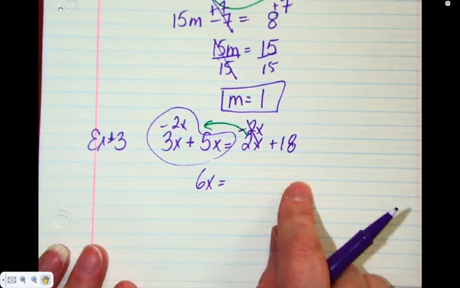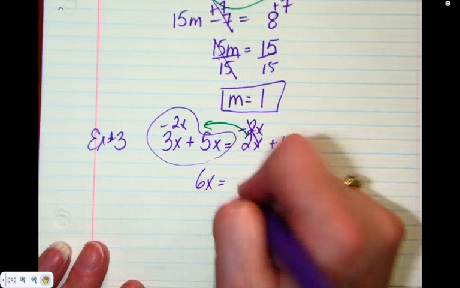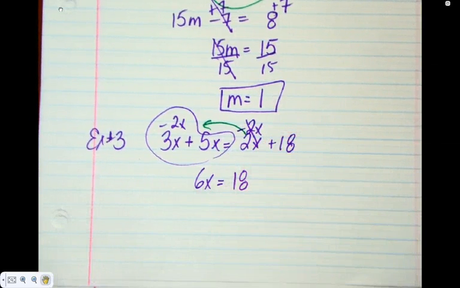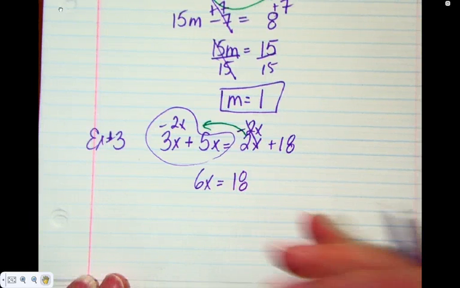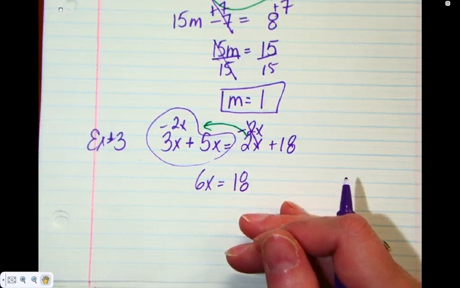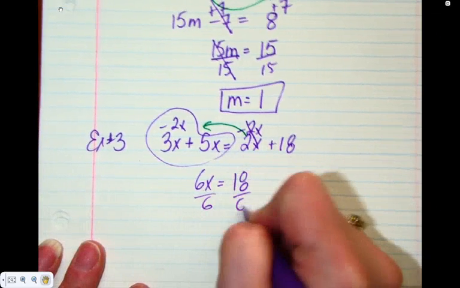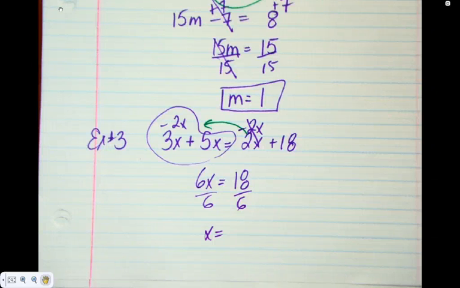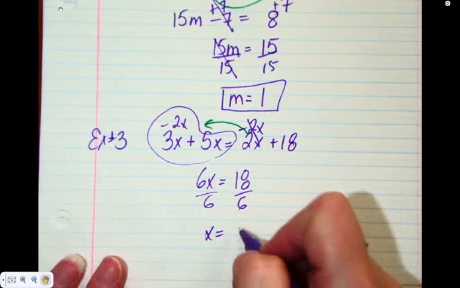What do I have left on the right-hand side? Plus 18, just the 18 hanging around. This step should look familiar because it's the last step of every equation we've done. How do we get rid of a coefficient of 6? Divide by 6. Does it divide evenly? X equals 3.